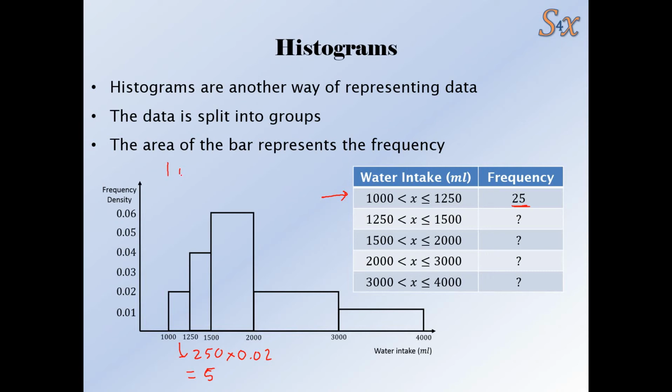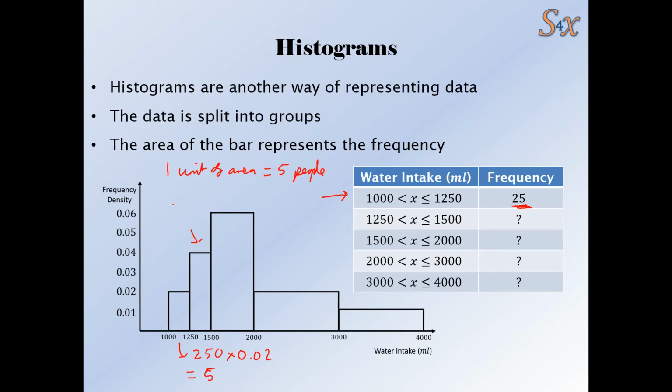And that tells me that each unit of area is 5 people, yeah? Because if I have 5 units of area, that would then give me 25 people, which matches with the table over here. Now I've got that conversion factor, I can work out all the rest. So let's have a look at this second bar.